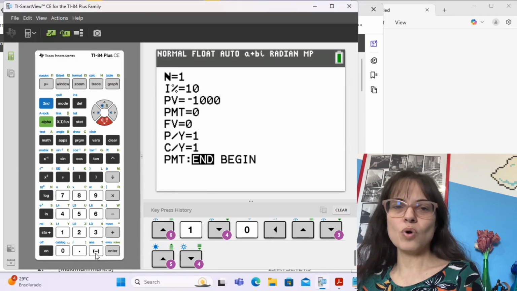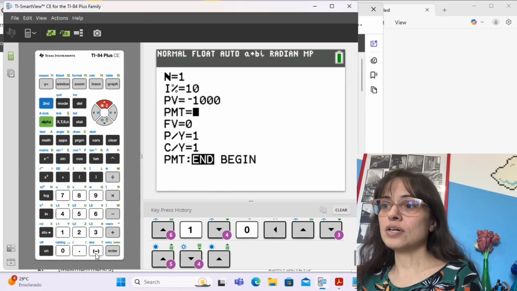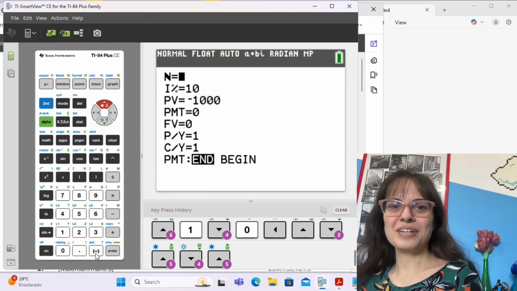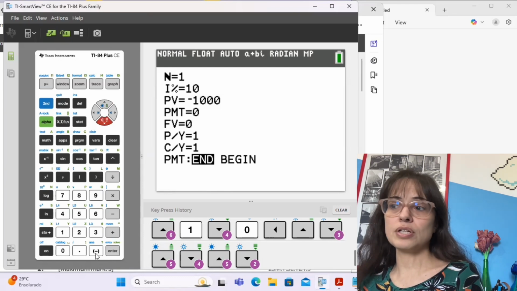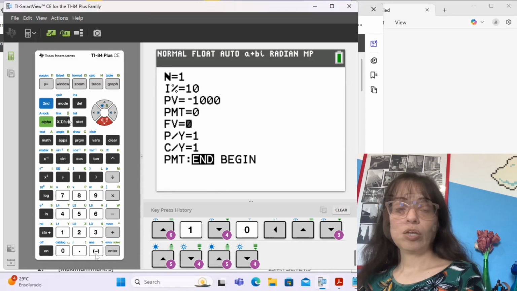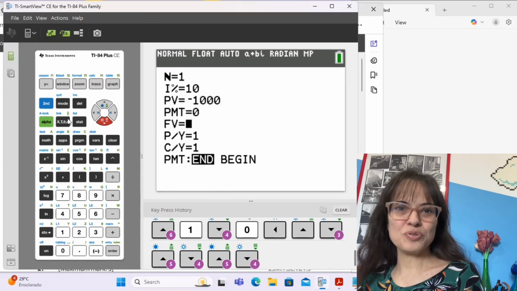I am doing 1 as a compounding period, so it's once a year. I'm putting 1 year for the total amount of my exercise here. 10% interest rate and $1,000 that I put into the bank initially, no PMT, and we expect that to give us a future value of 1100, right?